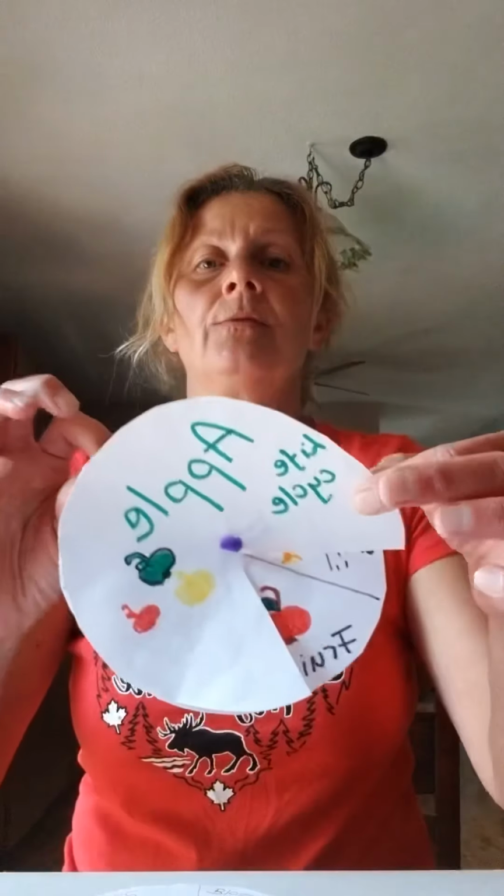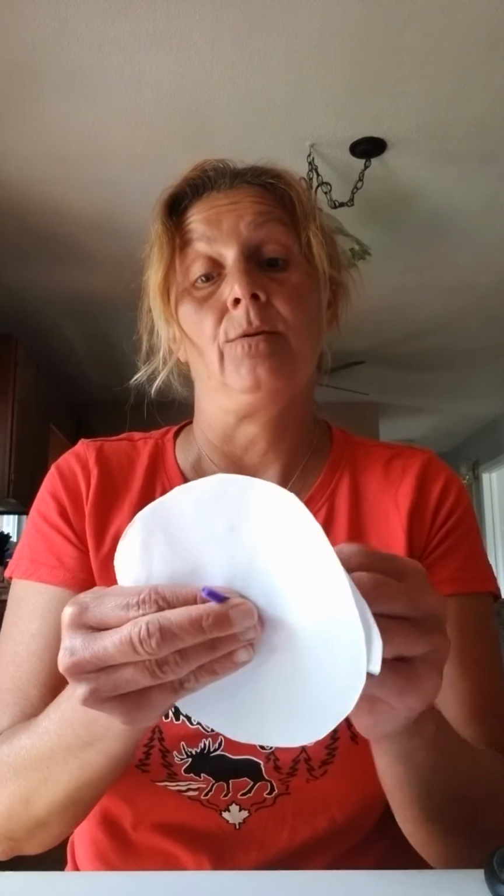To attach your two pieces together, you remember we made the hole in the middle. I have a pipe cleaner. I just cut a little piece of it and then I put my pipe cleaner through the hole I made before, and that's how I attach my pieces together.